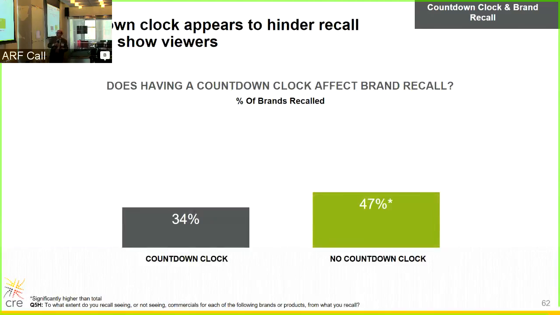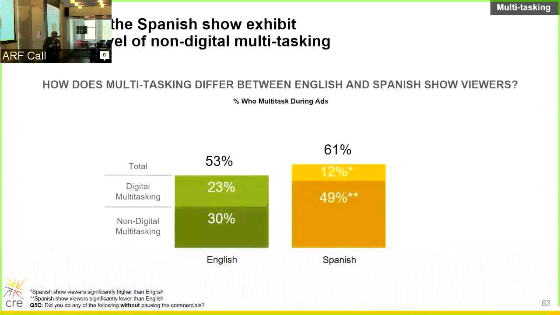What about the countdown clock? Well, amongst the Spanish speakers, and this is significant, no countdown clock was an advantage. I don't know why that is. Maybe Spanish speakers have a different concept of the meaning of time than English speakers. I don't know. But with the countdown clock, maybe there was a sense of urgency that people didn't like. I don't know. But what I can tell you is that in the Spanish speakers, no countdown clock was preferred. I'm sorry, it was brand recall. Recall was better without a countdown clock.